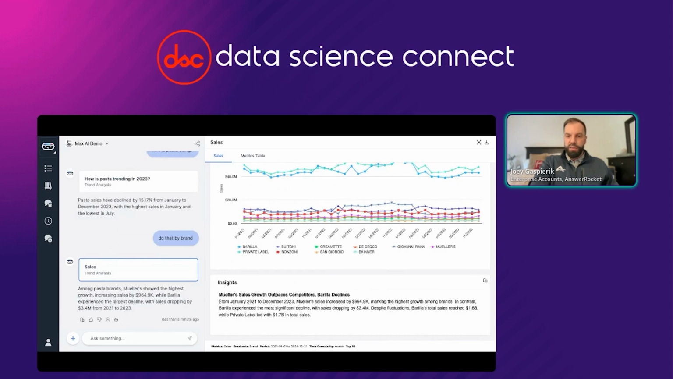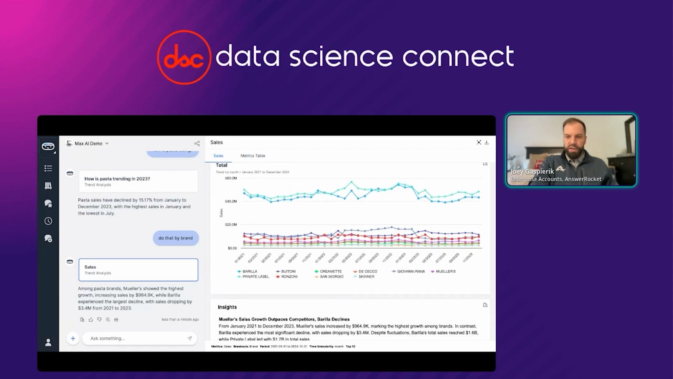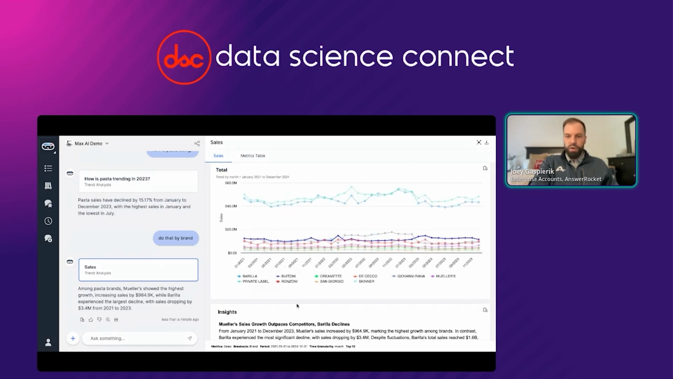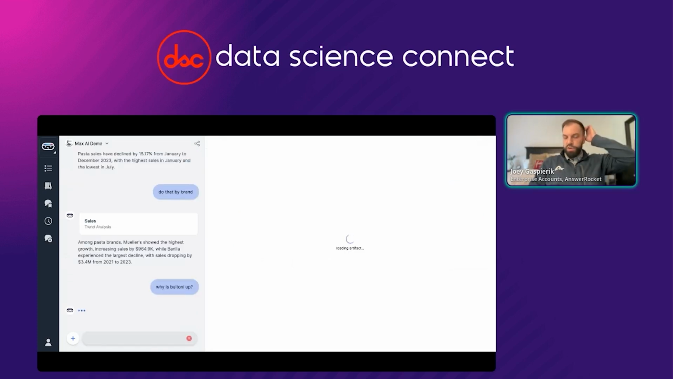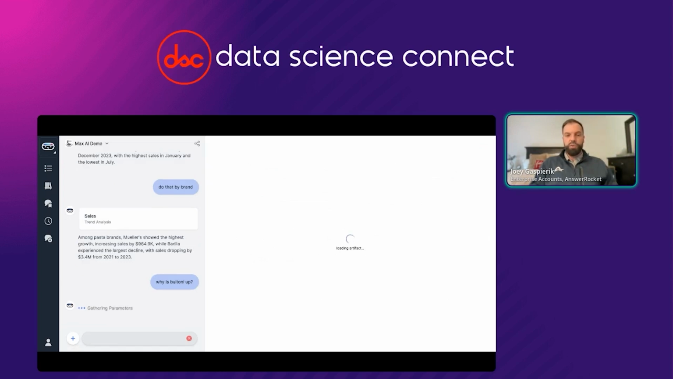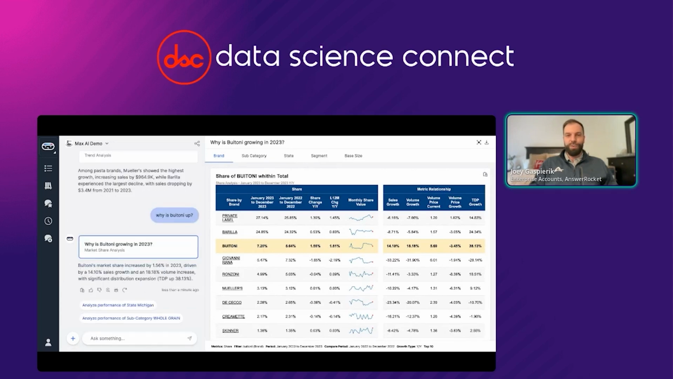So here it's even telling me that it looks like Mueller's increased and Barilla increased. And also there was another brand in here, Buitoni, who's increasing as well over time in that same time period. So I'm going to say, why is Buitoni up? Whenever I look at Buitoni, I'm going to ask it, why is Buitoni up? This is, again, a very vague question, why is something up?